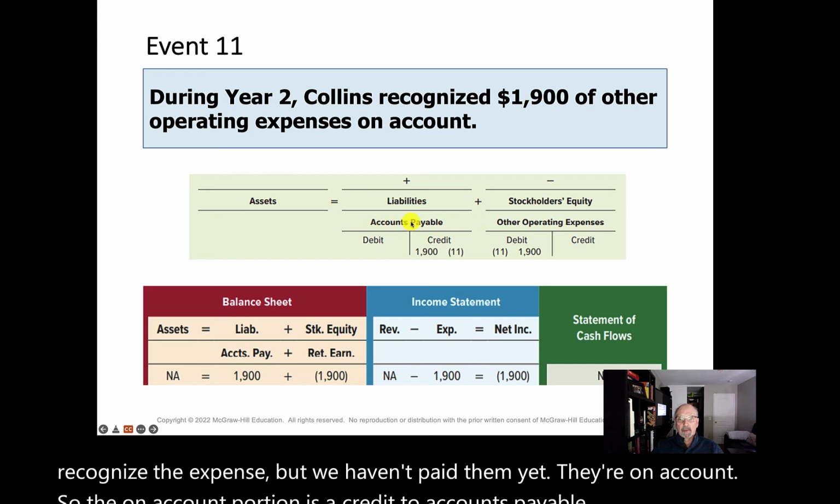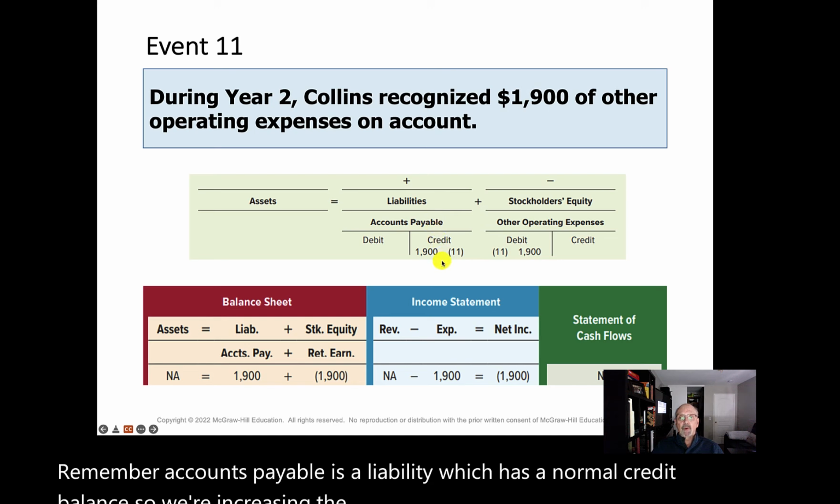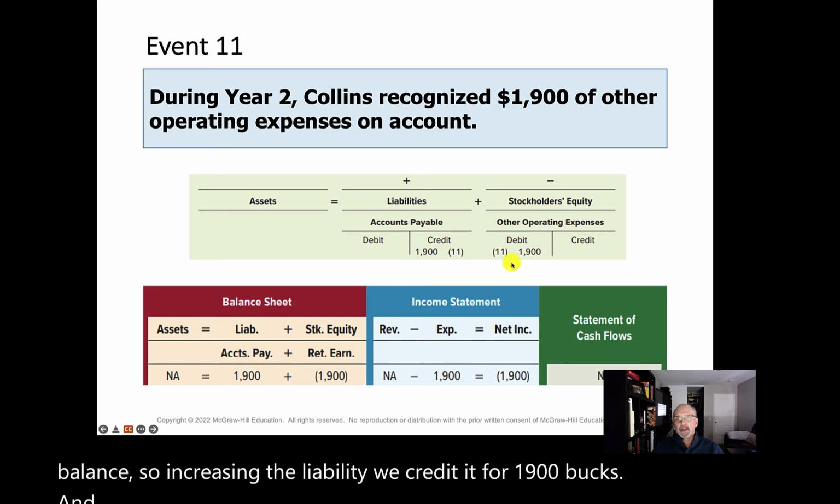Remember, accounts payable is a liability which has a normal credit balance. So we're increasing the liability. We credit it for $1,900. And we recognize the expense with a debit of $1,900 to other operating expenses.